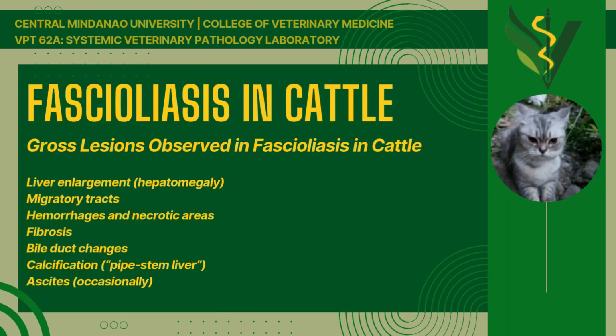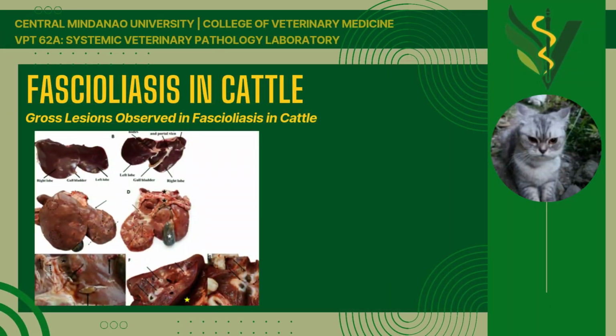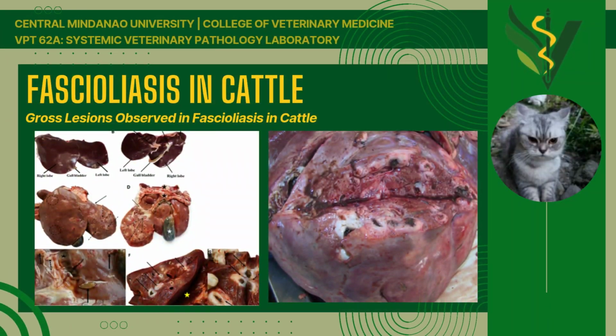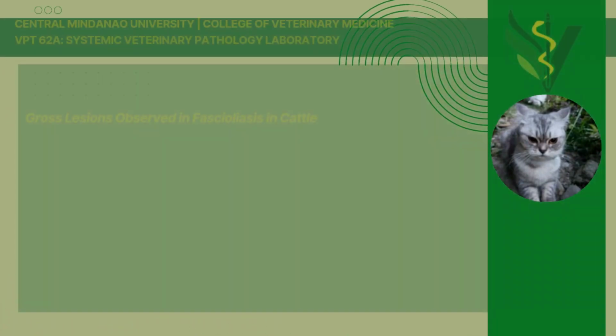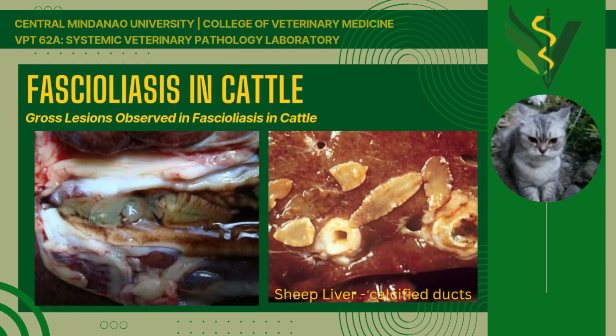There's also calcification, which is described as a pipe stem liver, and also ascites occasionally presented. As you can clearly see, there are holes that are found here, and those are the migratory tracts wherein the flukes traveled through. So here is an example of the Fasciola parasite lodged in the biliary tracts, and there are also calcifications and thickening of the biliary ducts, and that would mean that this has entered into the chronic phase.